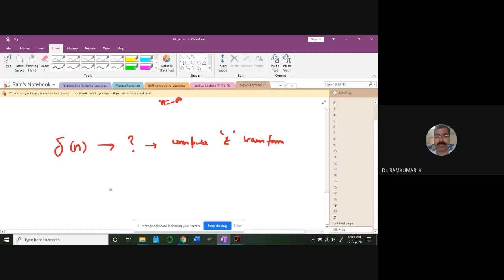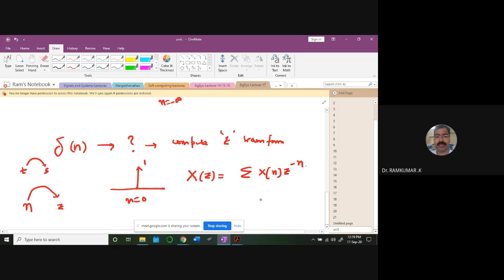How do you do it? Take the signal, the signal is like this. At n equal to 0, the signal equals 1. Then our formula is x of z is nothing but the sum of x of n z power minus n. That's my Z transformation. So when I'm doing it, I'm transforming from time to Z domain. That's the key point. Like in the case of the continuous time domain, when it moves from time t to S domain, you call this kind of transformation a time domain to frequency domain transformation. Time to frequency.